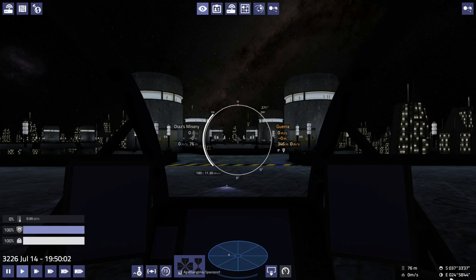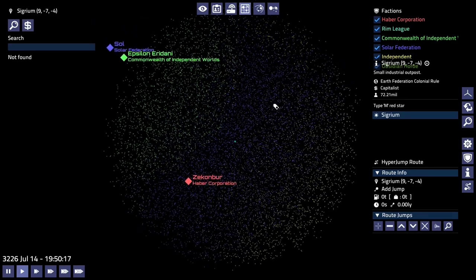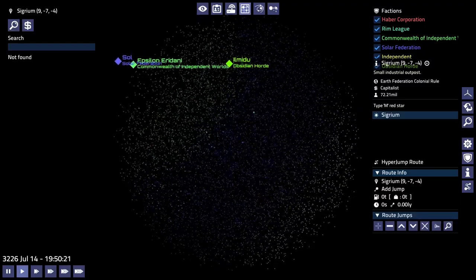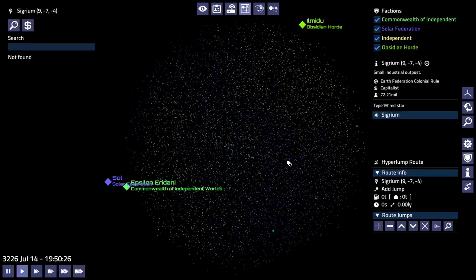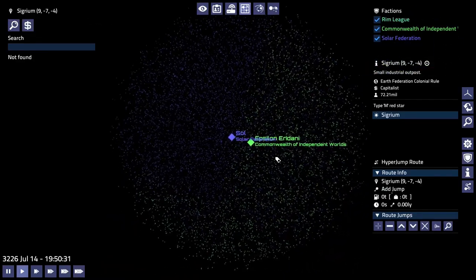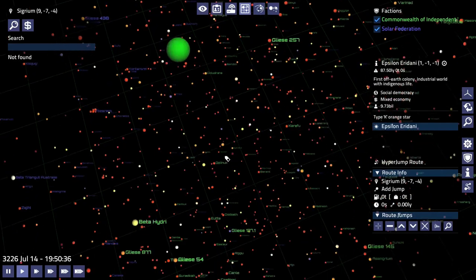Today, I want to go to Epsilon Eridani. I'm kind of tired of looking for paint shops out here in the middle of nowhere. Right, because we're still out here, not quite the middle, but almost smack dab in the middle of this outer arm of the Solar Federation. So we're going to go back to Epsilon Eridani. Why Epsilon Eridani? Because I know there's a paint shop there.